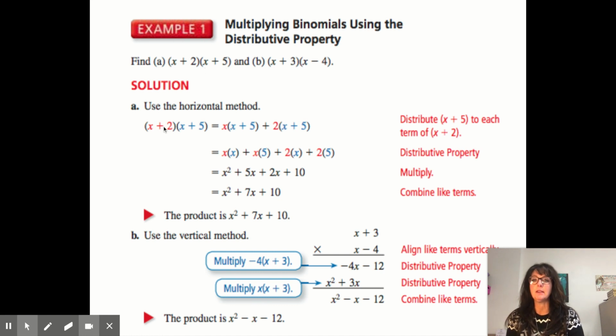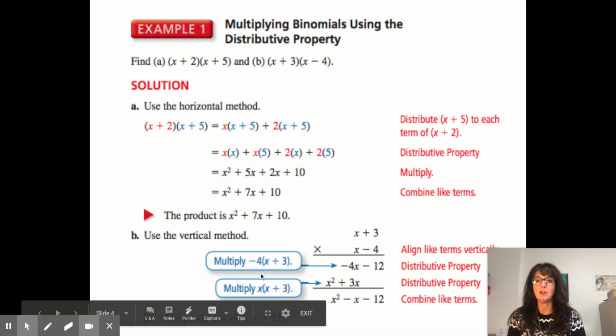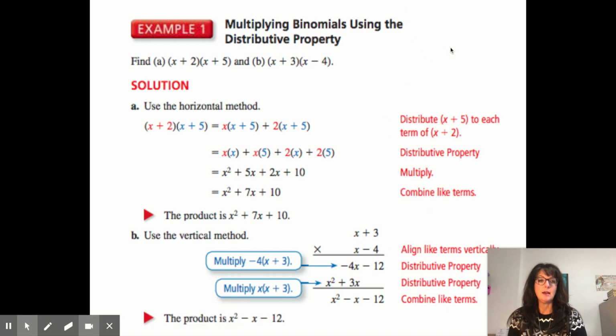So you can kind of see this. They made this one colored red, this one colored blue. They split up the red, so we have the x times this x plus 5, and then 2 times x plus 5. You get all these different terms, right? Combine like terms to get your final answer. I probably will not show you the vertical method, but if you want to pause the video and read through example part B, you can see the vertical method as well.